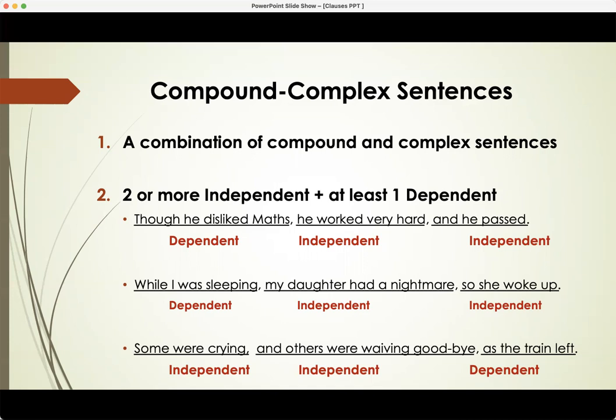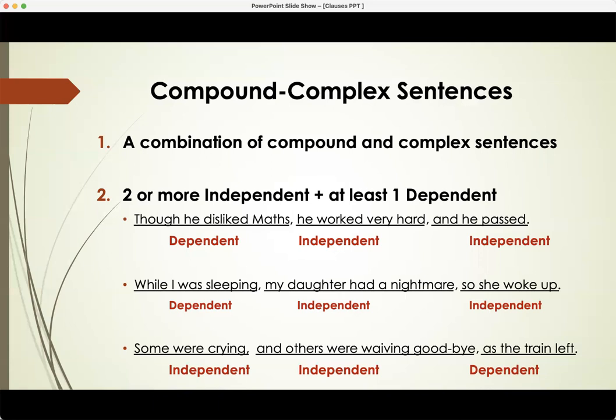In the second example, while I was sleeping, my daughter had a nightmare, so she woke up. Again, if you notice here, the dependent clause starts with the subordinator while, and on its own, it would not make sense. So it needs the remainder of the sentence in order to make sense. The two independent clauses, my daughter had a nightmare, so she woke up. Those two clauses, if I were to take those two out and put them in a sentence on their own, would make a correct sentence, and it would be a compound sentence since it's a combination of two independent clauses.